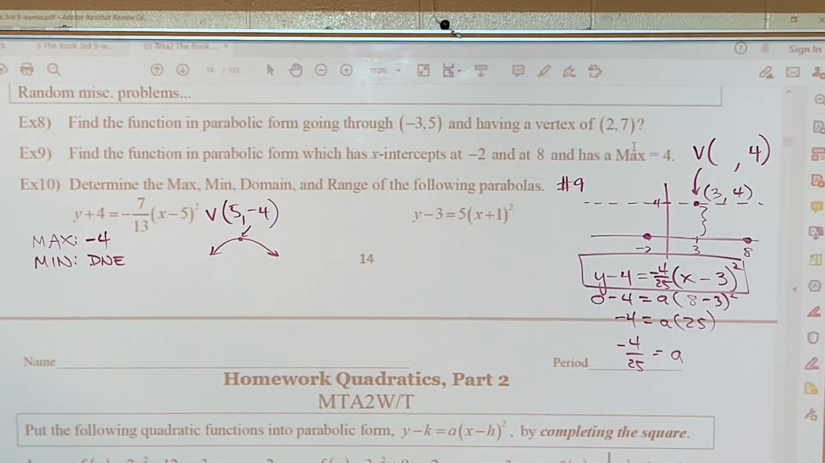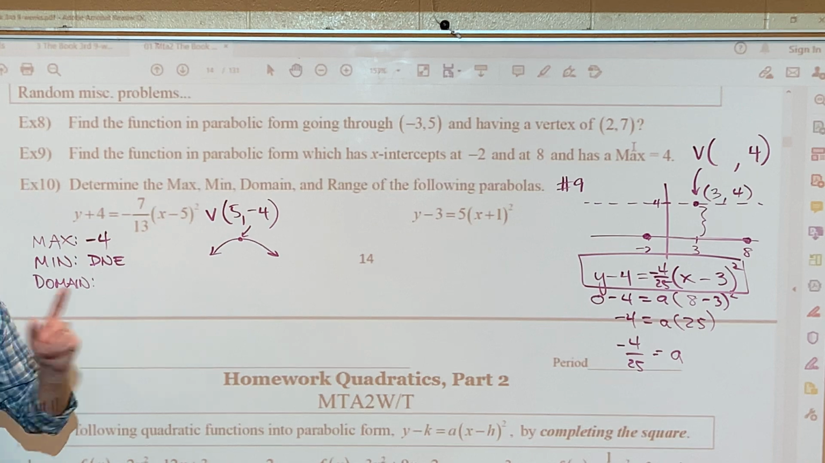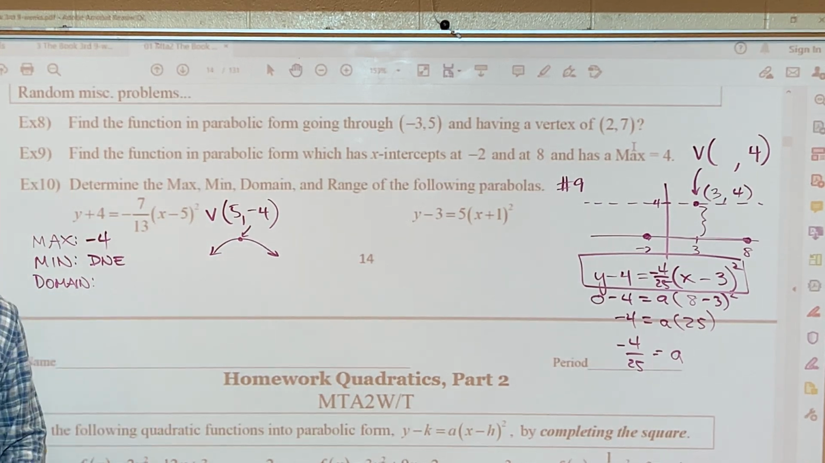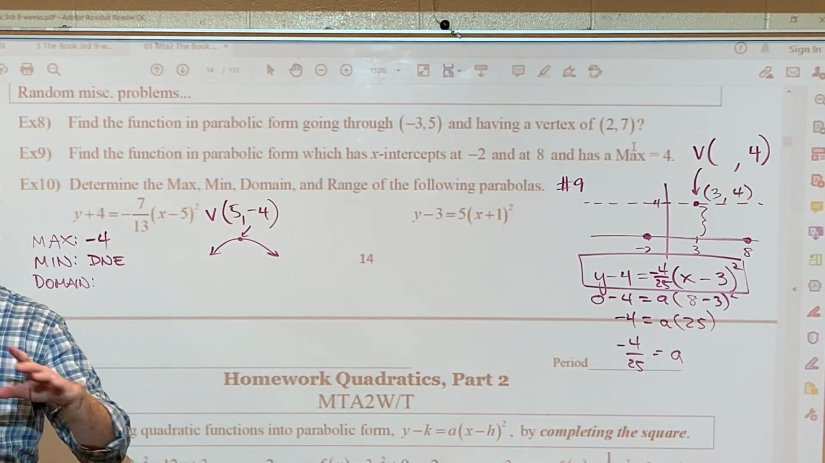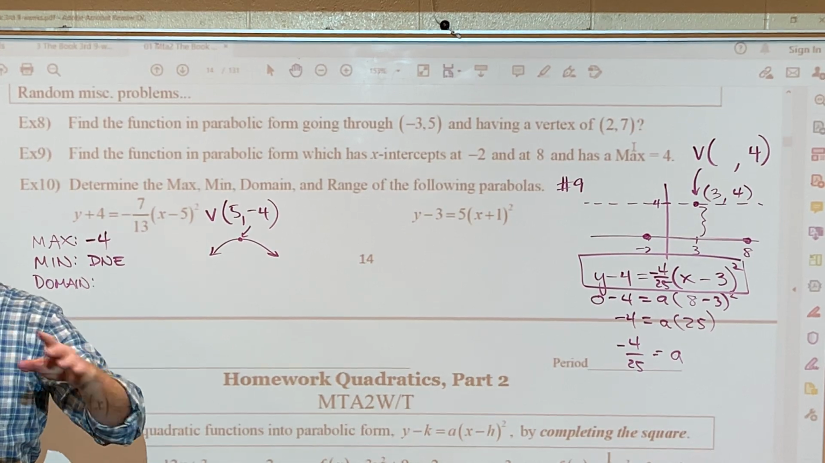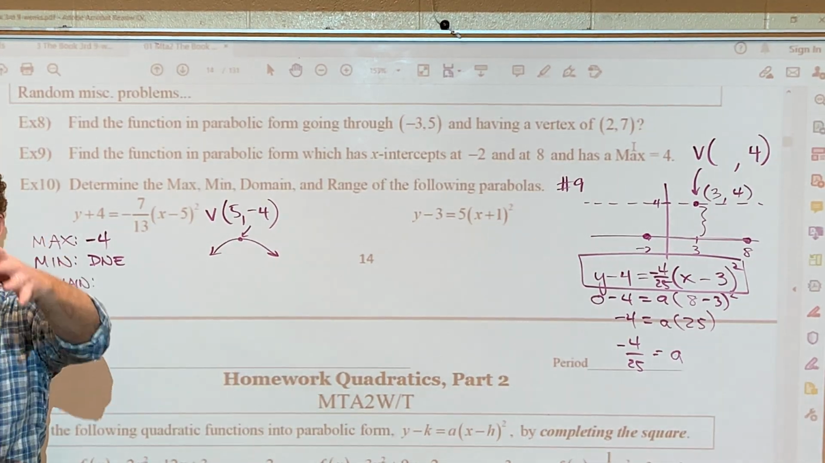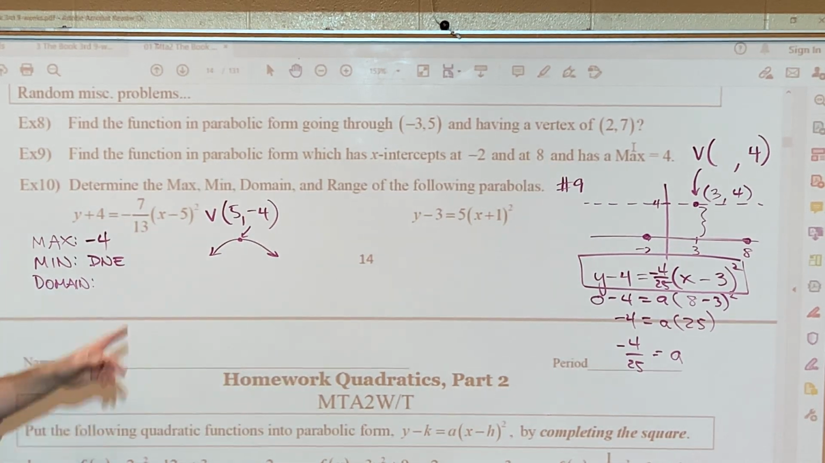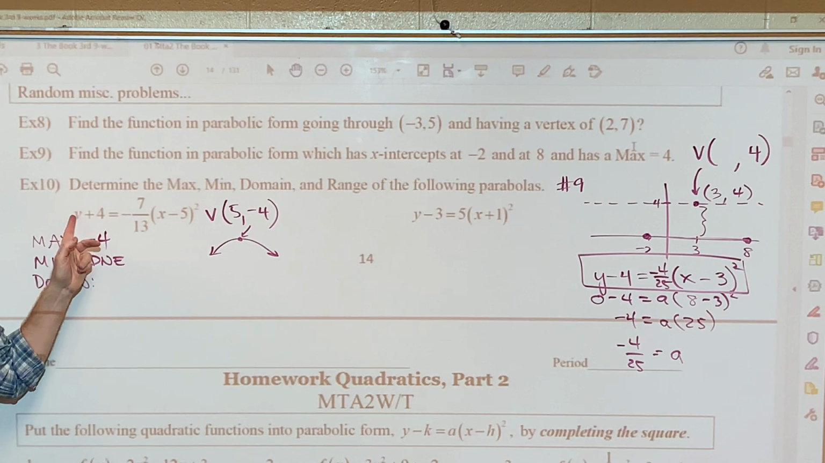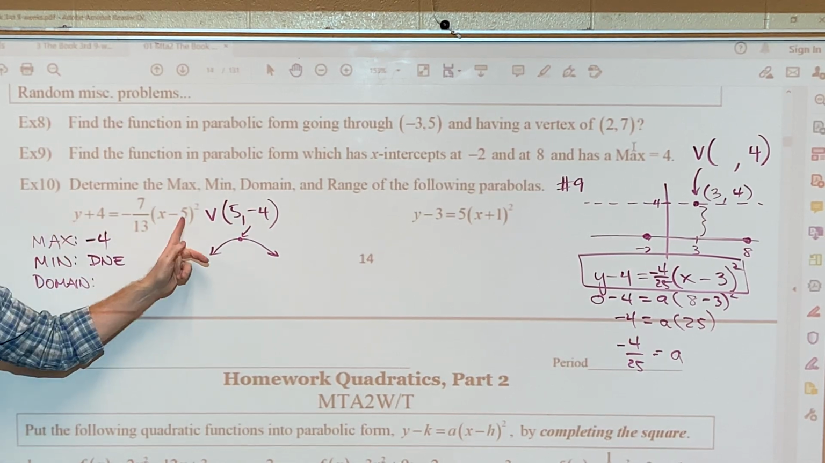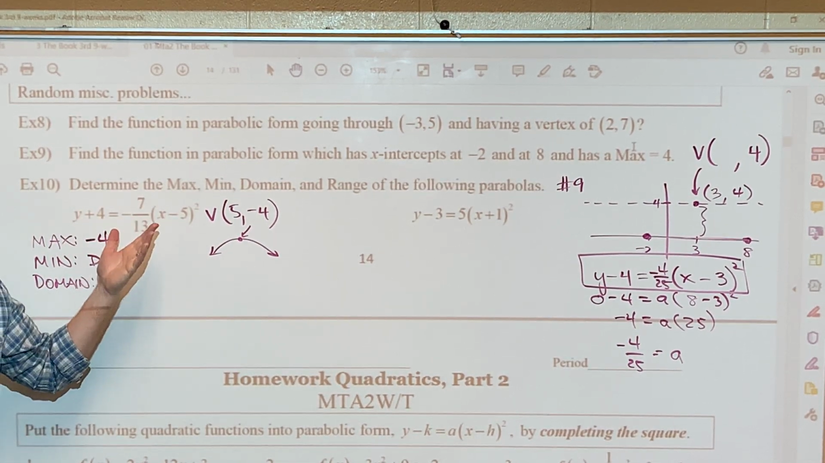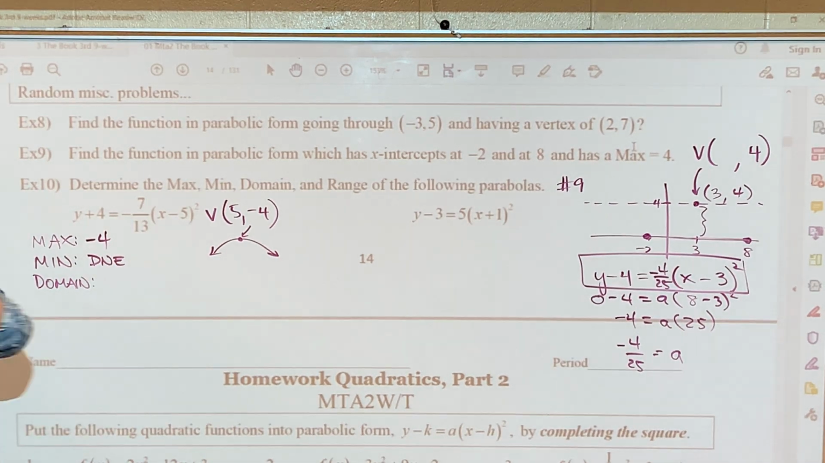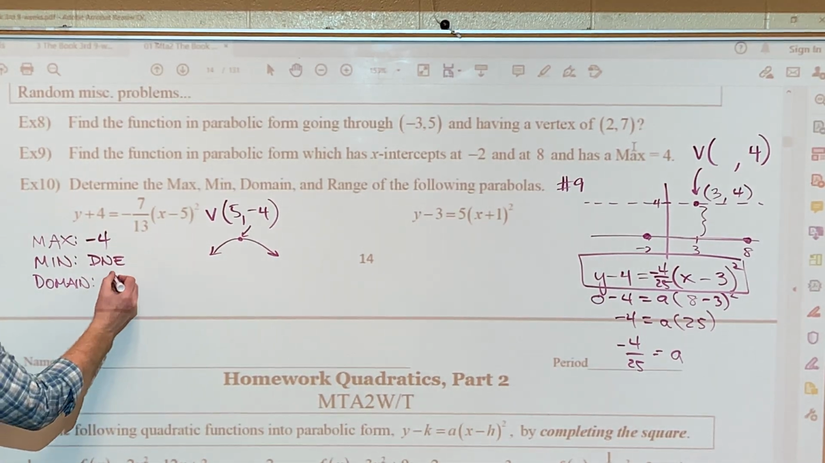And then domain. Look at this graph. And by the way, this is true for every parabolic function. What's the domain of a graph like this? Which means which x values does this graph have? All of them. I know it's going to start going down real steeply, but can't you still plug in a -1,000 in here and get an answer? Or a +1,000? Or a -1,000,000 or a +1,000,000? You're still going to get an answer, right? Every value of x is true here. So the domain is always what?